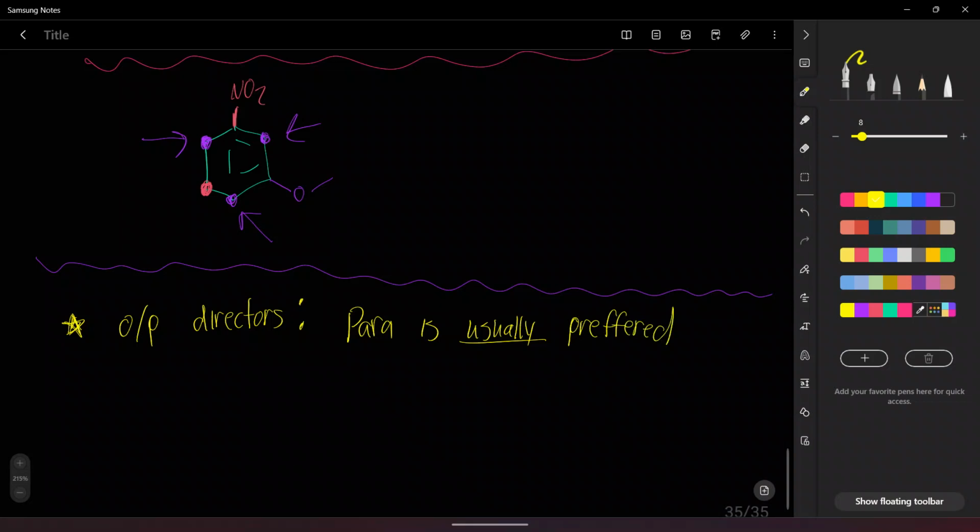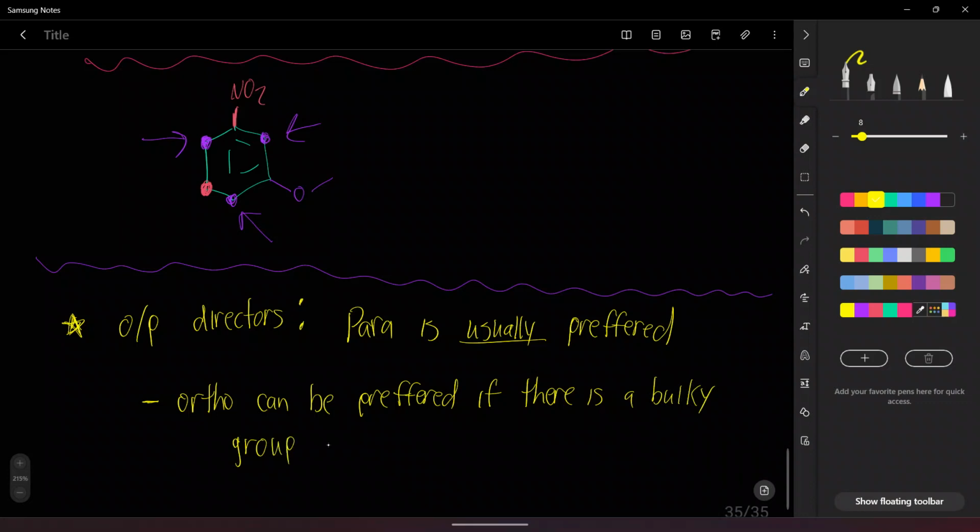Okay. But ortho can be preferred if there is a bulky group. So ortho is preferred if there is a bulky group nearby the para position. Okay.